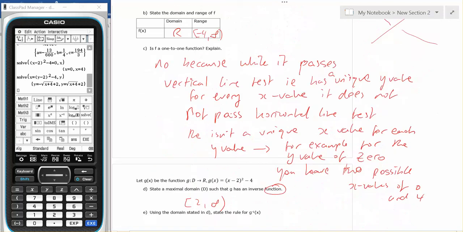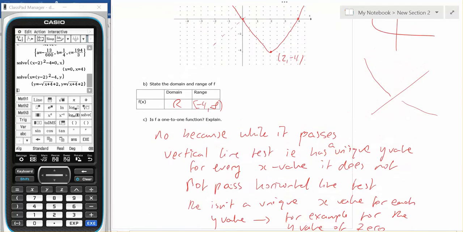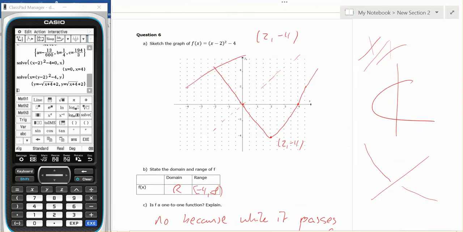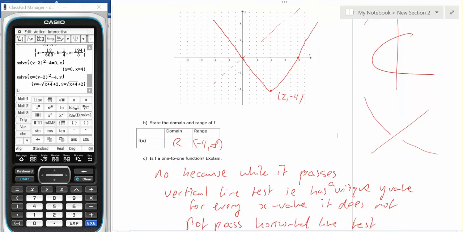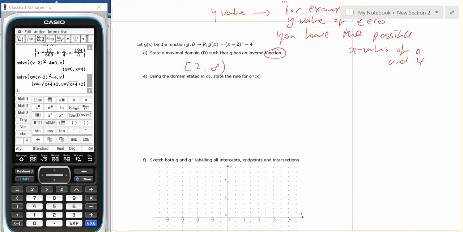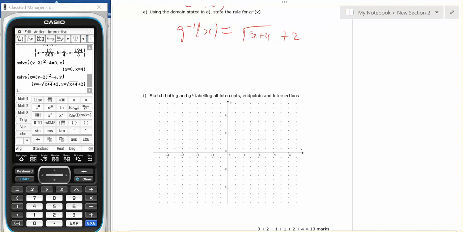So using this, the rule for the inverse: if the graph looks like something like that, then it'll be the positive version of the original graph. So g inverse of x would equal root of x plus 4, plus 2. Now sketch both g and g inverse on the same axis.